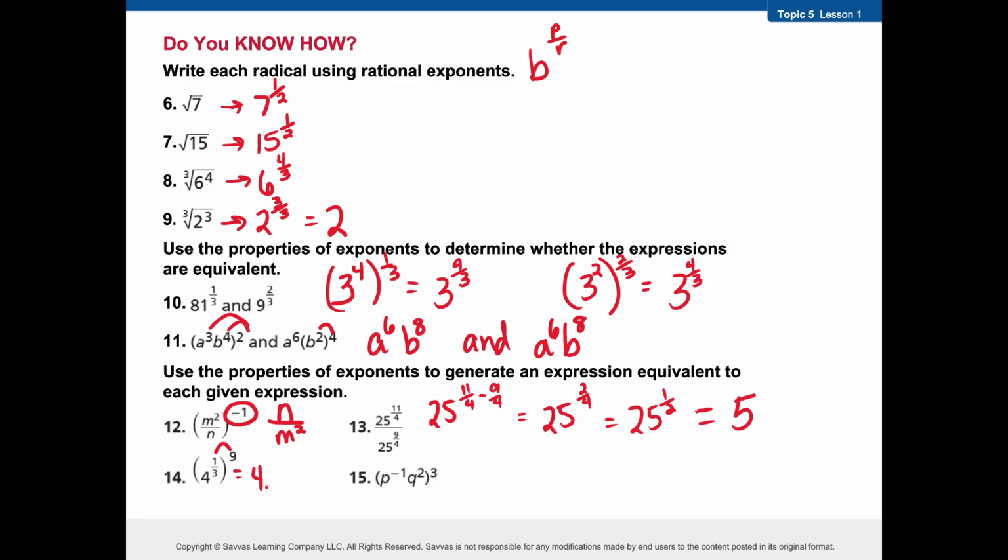Power to a power, multiply. 1/3 of 9 is a 3, and then 4 cubed is 64. Power to a power, multiply, so that makes it p to the -3rd and q to the 6th. Since p has a negative exponent, final answers cannot have negative exponents, so to make that 3 a positive, it needs to go to the denominator and make it a positive p to the 3rd, and that is 5-1.